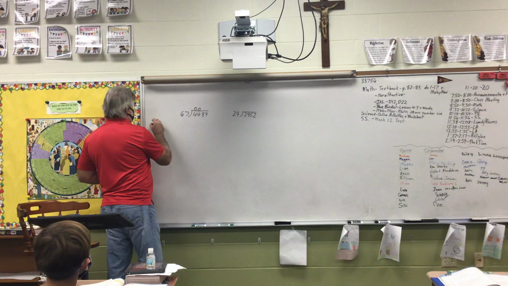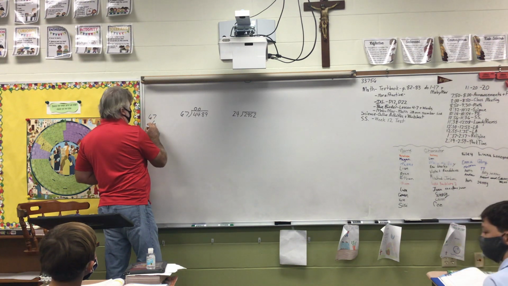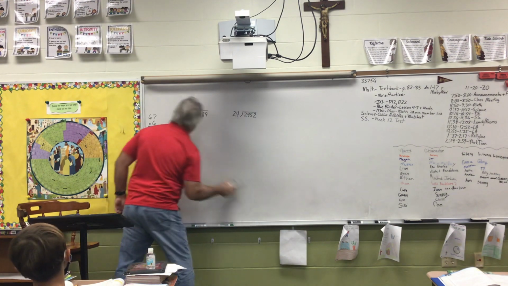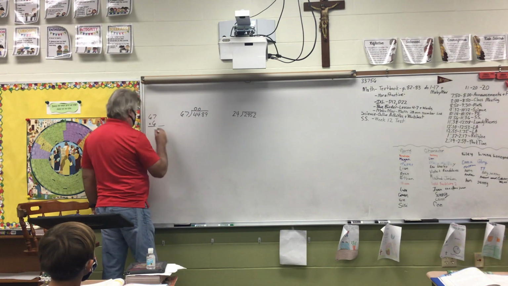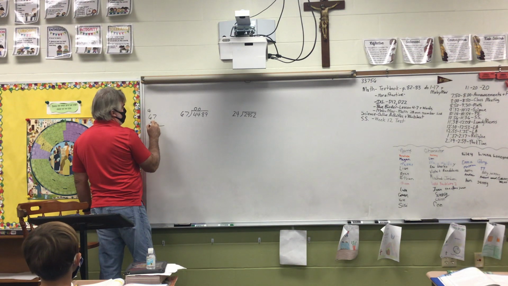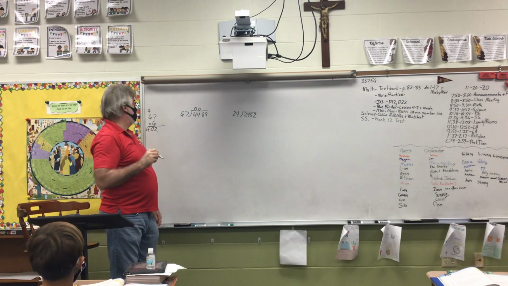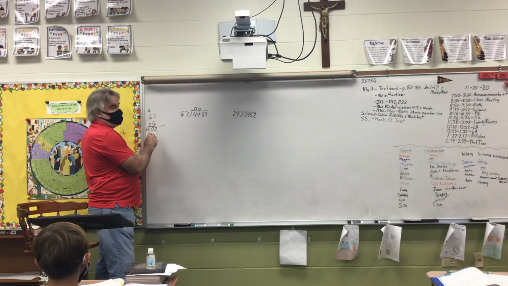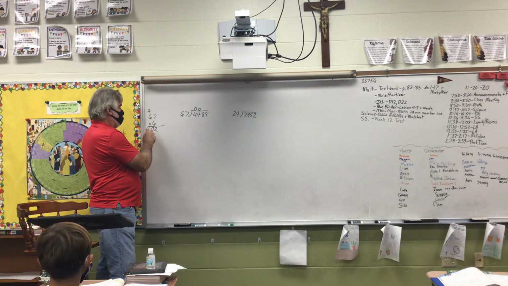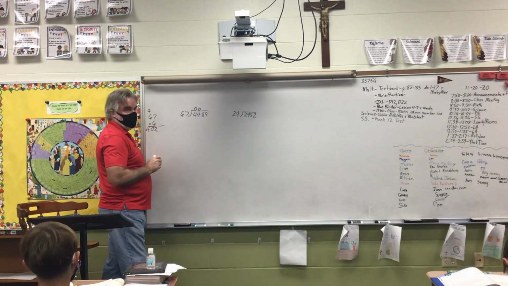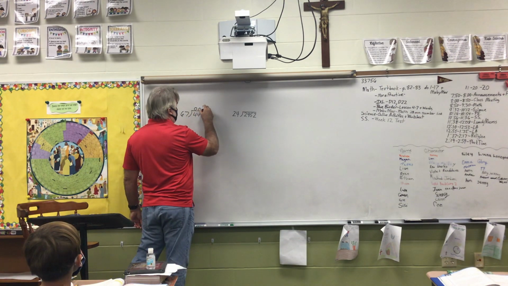We're going to try 6. 6 times 67 would be 402. It's not 8, because 8 times 67 is already too much. 6 times 6 is 36 plus 4 is 40, so you get 402. And I know that if I add 67 to this to make it 7 times, I'd be at 469, which is higher than 448. So 6 is correct.